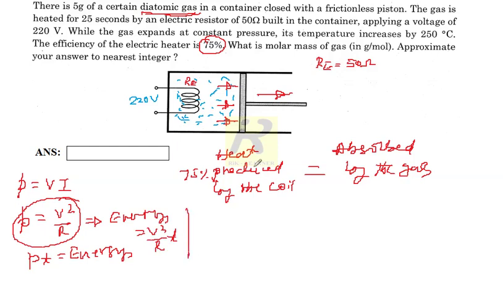Now 75% of the heat produced by the coil is transferred to the gas. 75% is nothing but 3 divided by 4, so it is 3 by 4th of the energy liberated by the coil. That is V square into T divided by R. This is the amount of heat liberated, and when it is multiplied by 3 by 4, that is the efficiency, so this much energy is transferred into the gas.